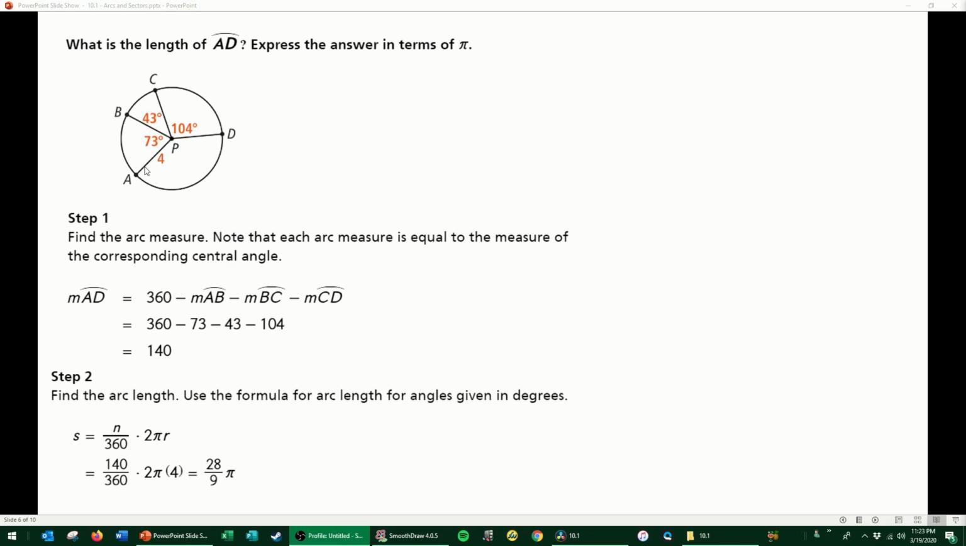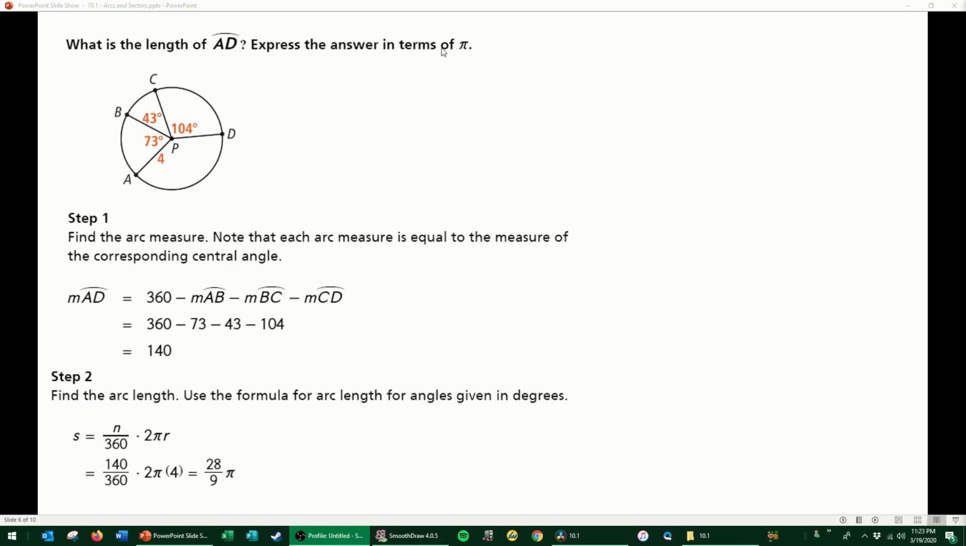So now to find the arc length, because we want it in terms of pi, we're going to plug in my measurement of my central angle APD, which I now know is 140. So that's my part over my whole. I'm going to multiply that times the circumference. Well, to find the circumference, I have to use the radius length of 4. And I'm just doing substitutions here. My n is the actual central angle value here of APD, so that's 140 times 2 pi 4.